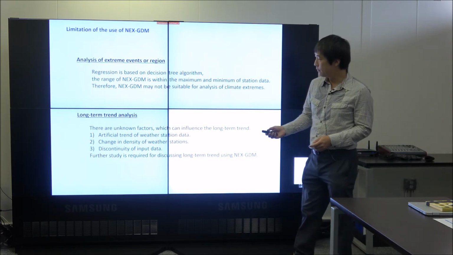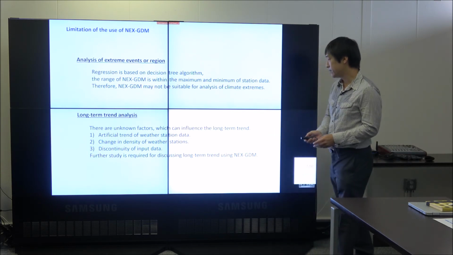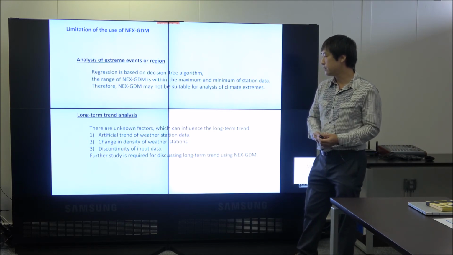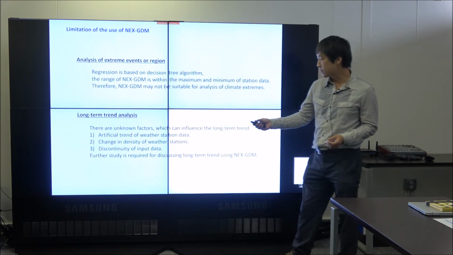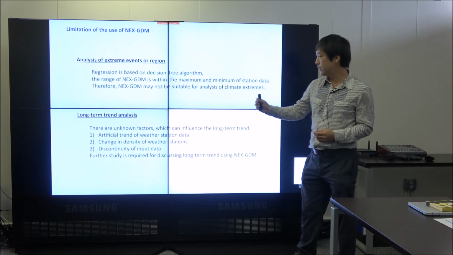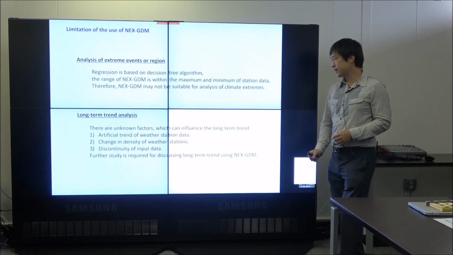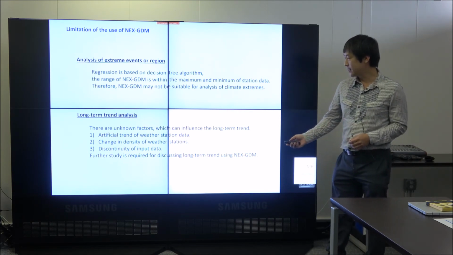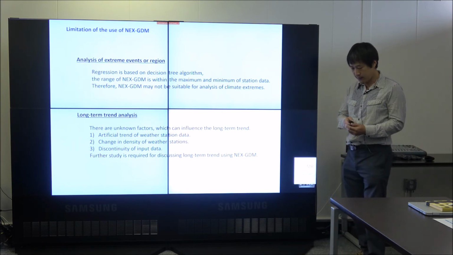The second one is long-term trend analysis. There are factors which can influence the long-term trend. The first one is artificial trends of weather station data, and the second is change in density of weather stations. The third is very specific to this dataset: the discontinuity of input data, because we put a lot of data compared to the other datasets. So for now, I can just say that further study is required for discussing long-term trend using NEX-GDM.